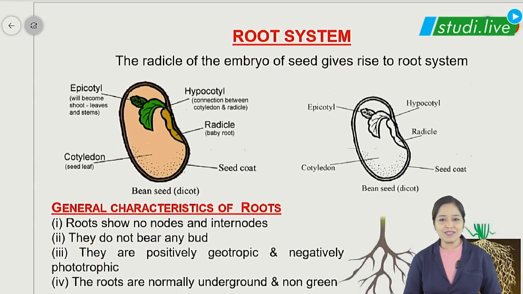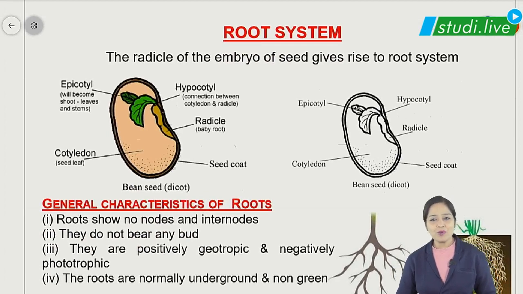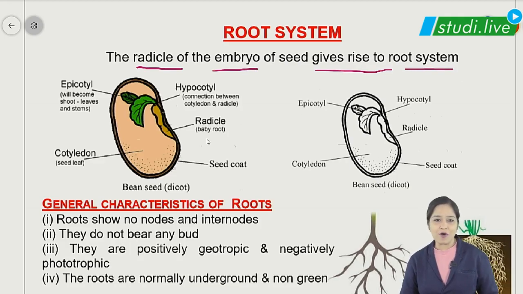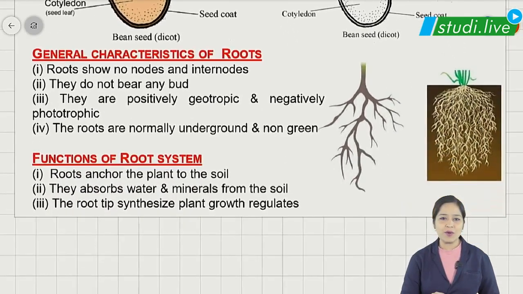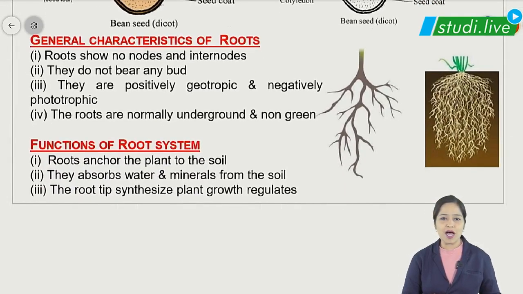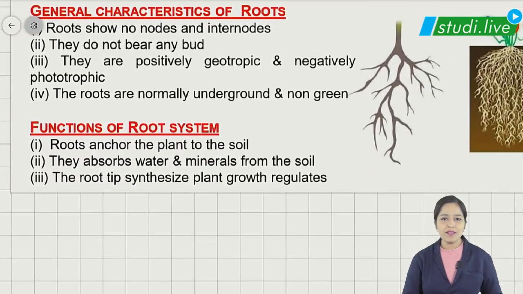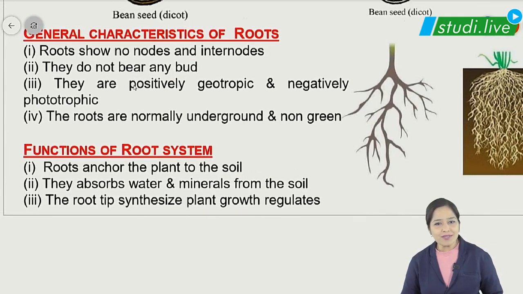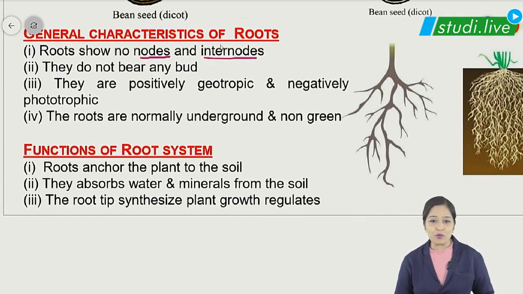So let us see first the root system. So root system की बात करेंगे, जो radical होता है embryo का, the radical of the embryo, it is going to give rise to the root system. So let us see the characteristics of the roots. जब भी हम लोग roots देखते हैं, so what we can see over here is these roots, they do not show the presence of nodes and internodes. Roots में nodes और internodes नहीं होते.